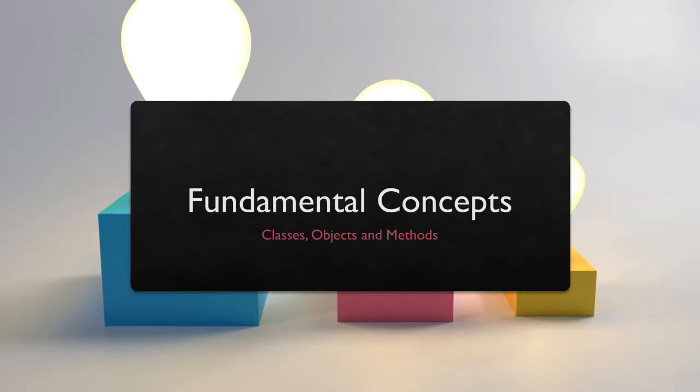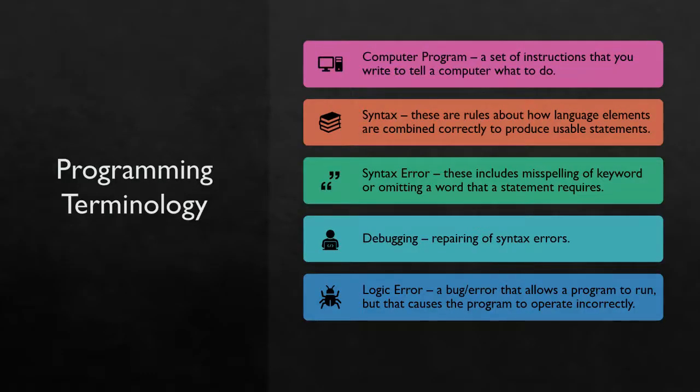So now let's start with the programming terminology. So here we have computer program. It is said to be the set of instructions that you write to tell a computer what to do. So an example of computer programs are C++ and Java programming. That is an example of a computer program because we are writing a code in order for us to tell the computer what we would want them to do.